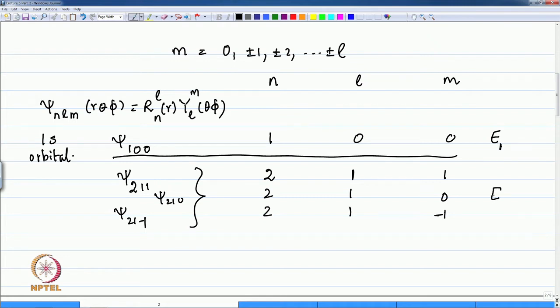All of these will have the same energy E2. And when n is 2, l can be 1 or 0, and when l is 0, m will be 0, giving the other wave function psi 2 0 0. This is the 2s orbital, and those with l equal to 1 are all known as p orbitals, and this is the 2p orbital.